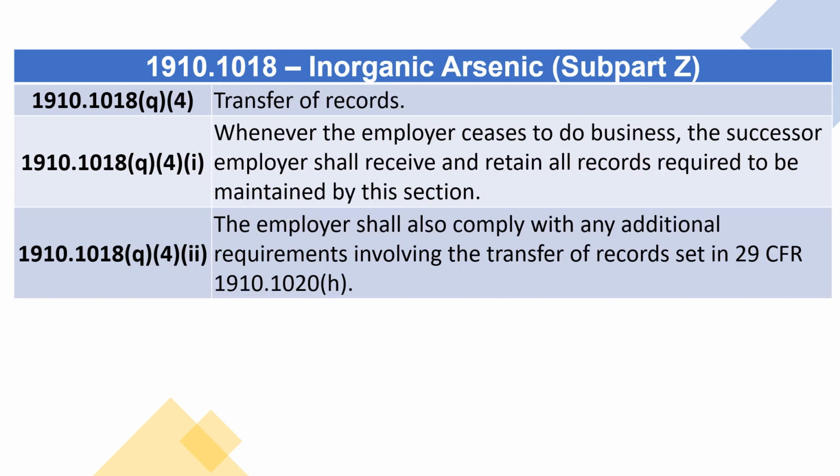1910.1018(q)(4) Transfer of records. 1910.1018(q)(4)(i) Whenever the employer ceases to do business, the successor employer shall receive and retain all records required to be maintained by this section. 1910.1018(q)(4)(ii) The employer shall also comply with any additional requirements involving the transfer of records set forth in 29 CFR 1910.1020(h).